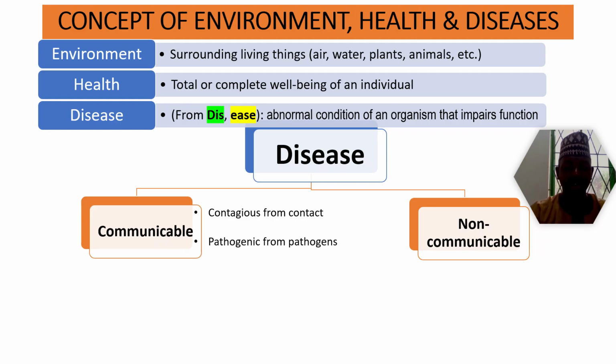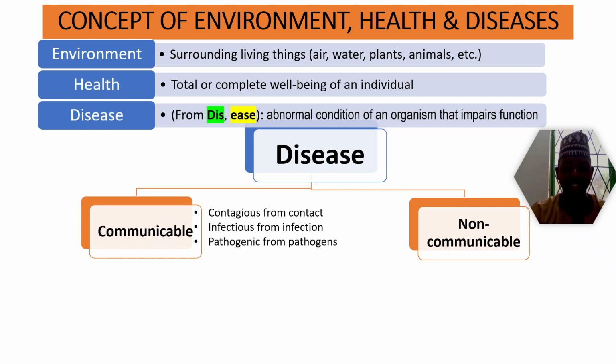In addition, these communicable diseases are caused by pathogens. Pathogens are a group of living things that have the capability to cause diseases on other living things. Living things that can either enter the body of other living things and cause diseases, or living things that can cause diseases on the skin of other living things. All these are referred to as pathogens. And because communicable diseases are caused by pathogens, they are sometimes referred to as pathogenic diseases.